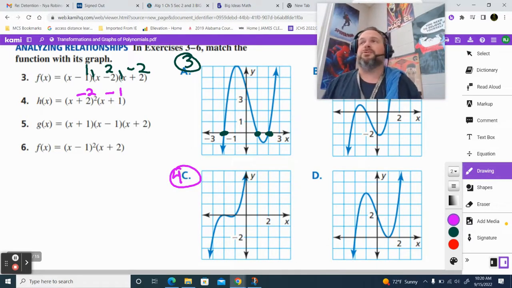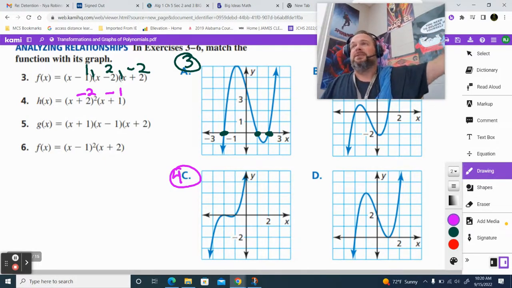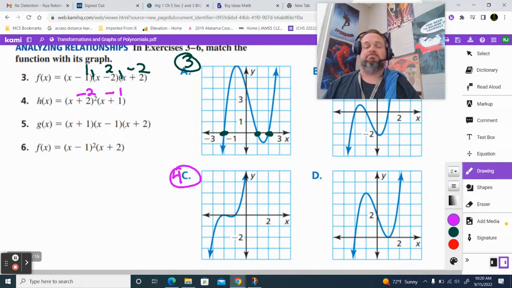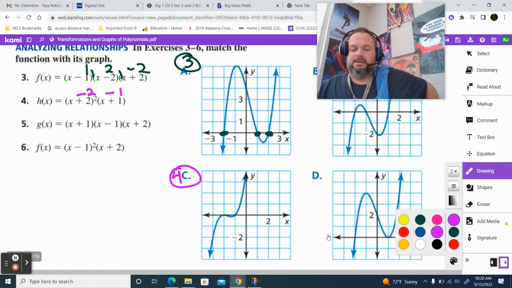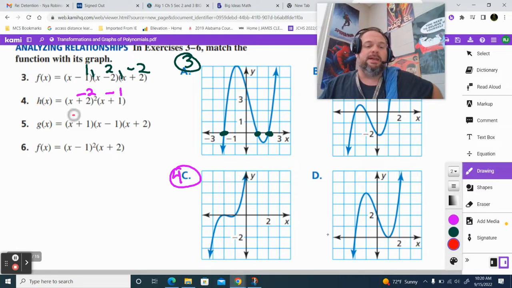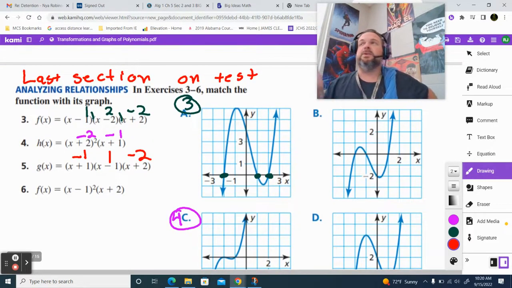That's really what I'm wanting y'all to know, because I've already tested can you factor it on the test. This is now, from the factoring, can you get it to like this and pick the right graph? So number 5, we're looking at -1, 1, and -2. Which one would that be? We only got 2 left. It's either B or D. It's B. This matches up with number 5.